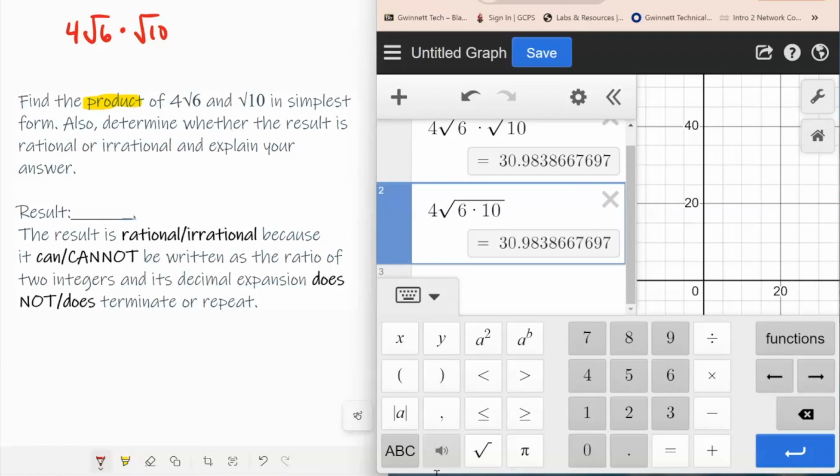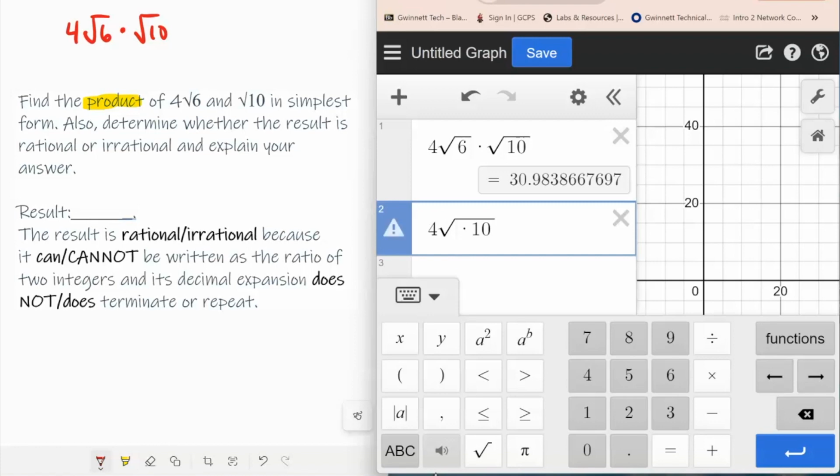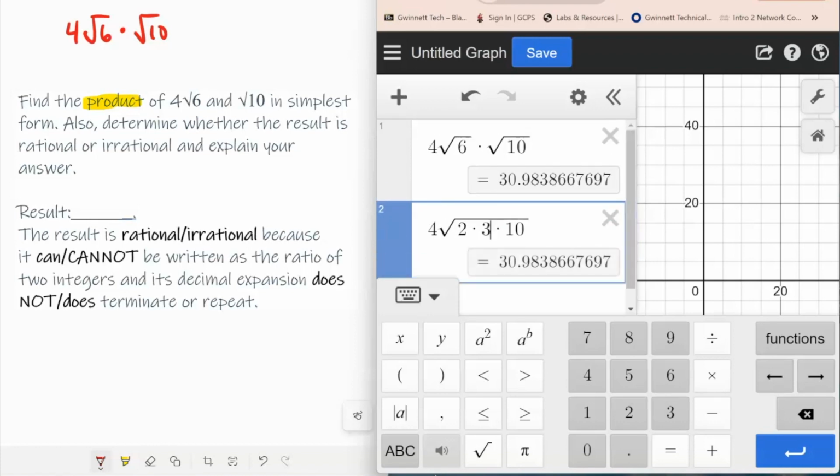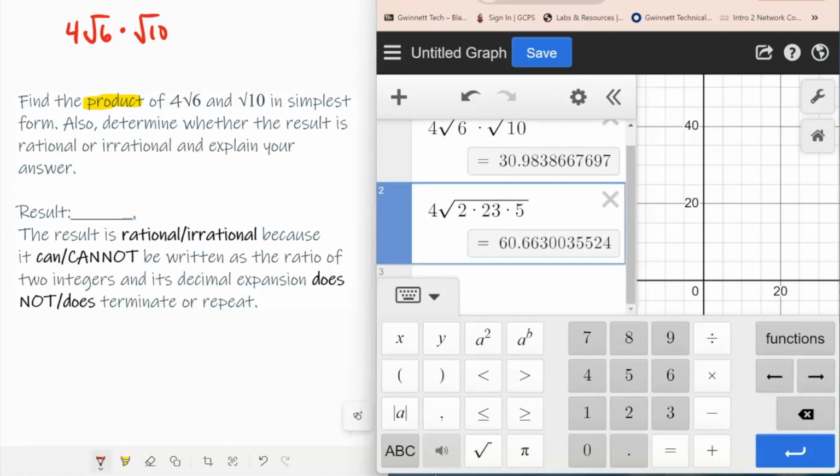Now I can break this down individually. So if I break down 6, that's 2 times 3. I'm still okay. Just keep looking right here. If I break down 10, that's 2 times 5. I'm still okay and can't break anything down. I'm going to put this in order. So I'm going to put the times 2 together. All right, so again, I'm making sure I'm still okay.